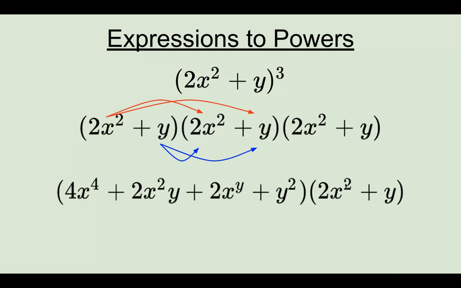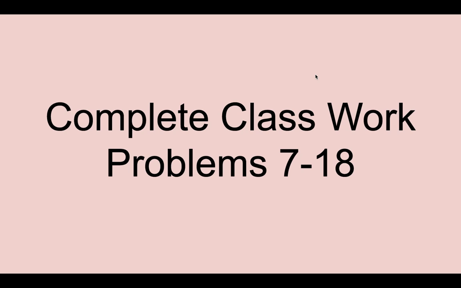And then it's this times that. So I'd have to multiply each one of these pieces by this. So this is clearly not 2x squared cubed plus y cubed, right? This is not that. So this does not work. So if you see a plus or minus or any kind of term that separates your pieces under a power, you cannot distribute that power. It only works if it's multiplication, okay? All right, so stop this. You want to complete classroom problems 7 through 18.